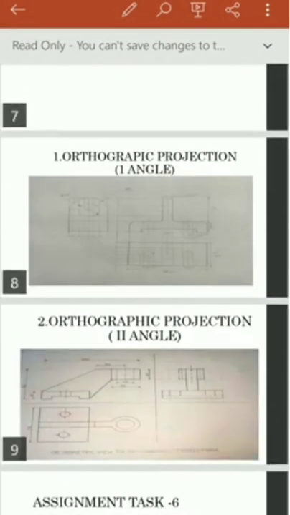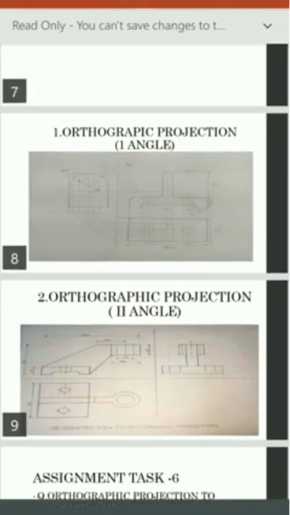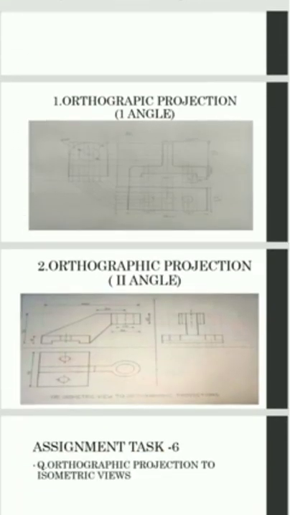In orthographic projection, we should draw very carefully, and we should mention the dimensions as given in the question paper. They will give a three-dimensional diagram, and we should convert it into front view, top view, and side view. This is the orthographic projection.